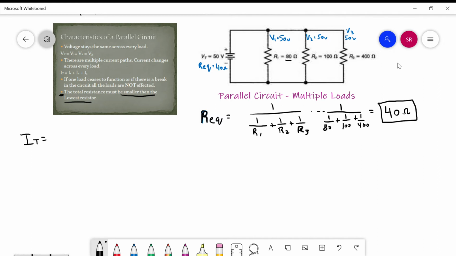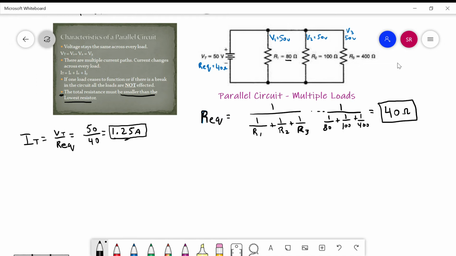Alright, let's find IT first. I'm just going to use Ohm's law here, V over R. Well, it's REQ, so VT over REQ. My VT is 50, my REQ is 40, and my IT comes out to 1.25 amps. Guys, as you're watching the video, pause it, rewind it, and work this circuit out as I'm working with you. Don't just watch the video without doing anything. Pause it, work it out, and see if your answer matches my answer.